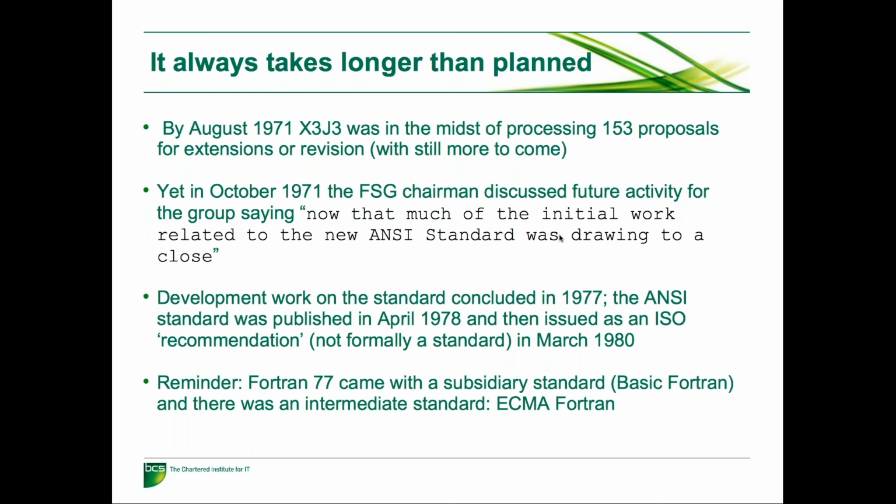Remember that 1966, with a 5-year revision, would have led us to 1971. In August of 71, X3J3 was in the midst of processing 153 proposals, and still a lot more to come. And yet, two months later, the chairman was able to say the job is now nearly finished. In fact, development work on the standard concluded in 77, and the standard was published a year later, and it never actually formally received ISO status as a standard. It was called a recommendation for some reason.